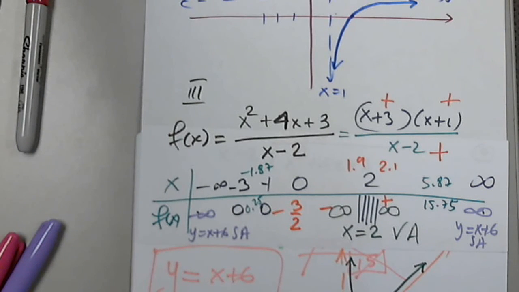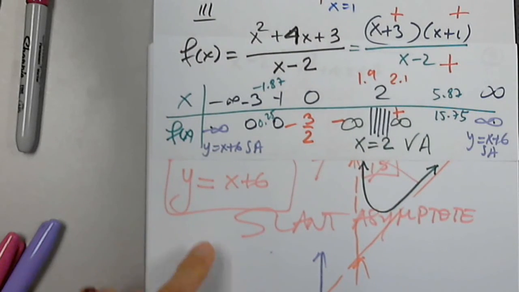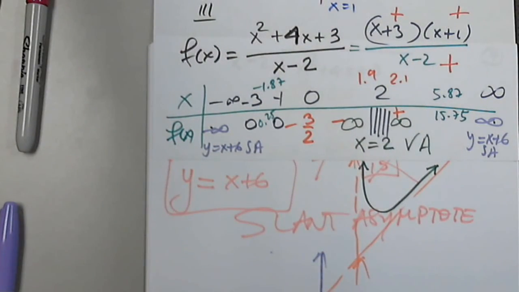And I put them in the chart. So the minimum is at (5.87, 15.75), and the other one is tiny, right here, at (-1.87, 0.25).